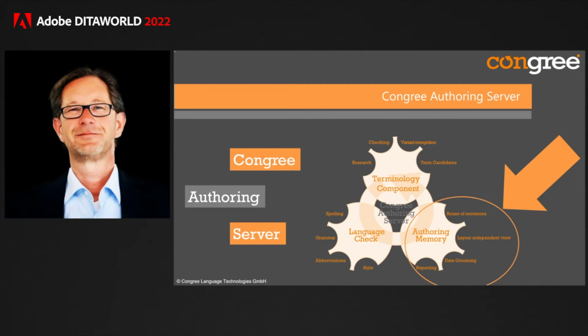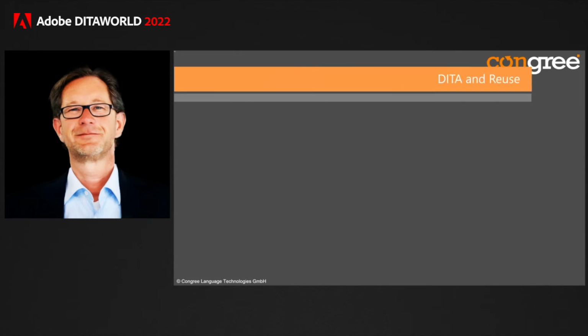This provides already existing content for reuse on a sentence basis. And this is not only a great help for authors, they can type in a few keywords and then they get suggestions of complete already existing quality checked sentences. There also is a huge impact on several other aspects.